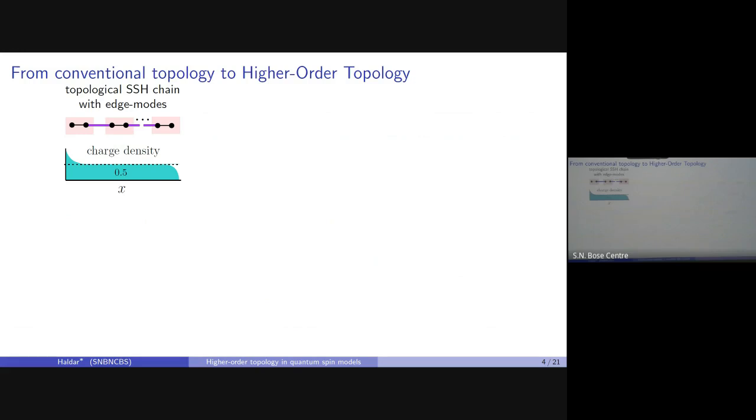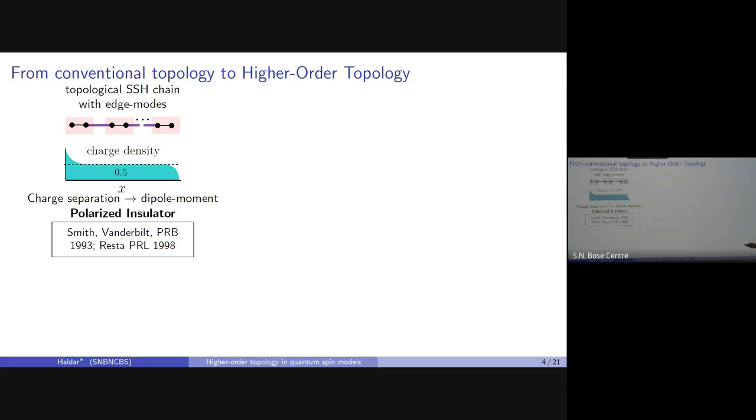So what does it mean? This means that there is a charge separation in your finite chain, which implies that there is a dipole moment. So a topological SSH chain is actually a kind of model of a polarized insulator. This idea of topology through gauge fields, in connection to polarization, was first pioneered by Vanderbilt, Smith, and King-Smith. In fact, so much so that this polarization can actually be identified as a topological invariant.